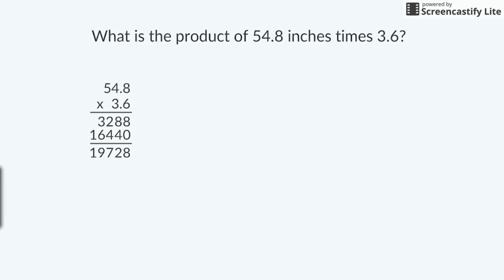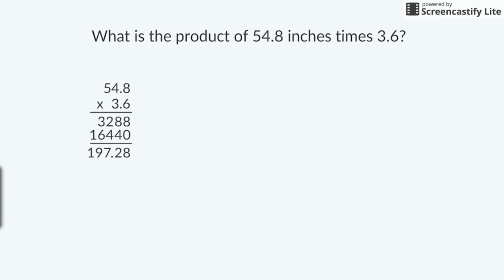Now, I need to figure out where to place the decimal point in the answer. So, I count the number of digits to the right of the decimal point in each factor in the problem. There is one digit to the right of the decimal point in 54.8, and one digit to the right of the decimal point in 3.6. That means I will place the decimal point in the product so that there are 2 digits to the right of it. When I do that, I get 197.28, which is 197 28/100ths.